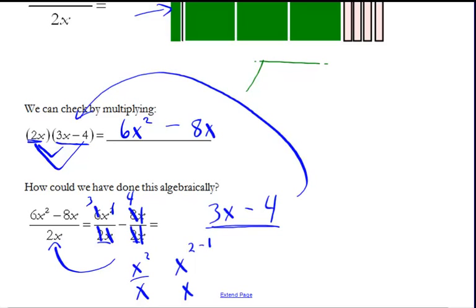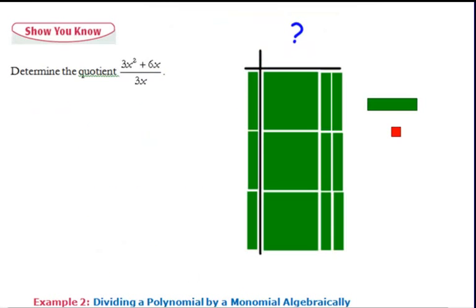All right, let's go to the next page. Determine the quotient for 3x squared plus 6x divided by 3x. Okay, I'm going to get you to pause the video, and let's see if you can figure out what the answer would be to this question. Pausing in 3, 2, 1. Welcome back. Let's have a look and see if you got it done correctly.